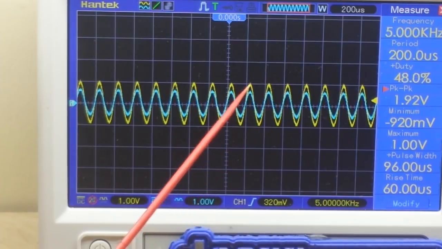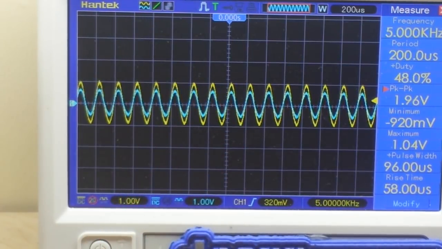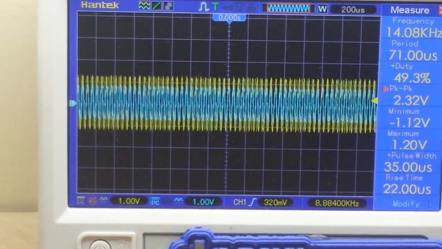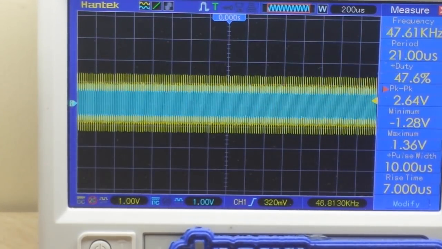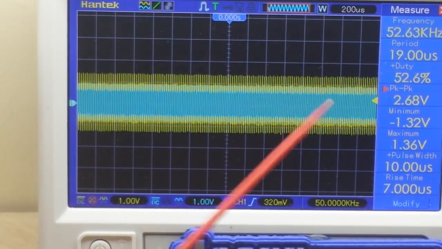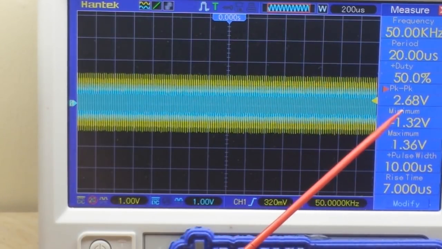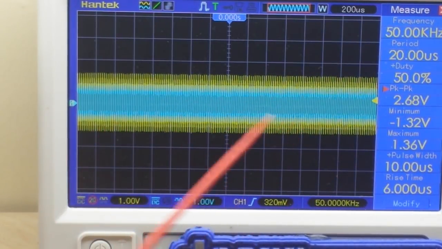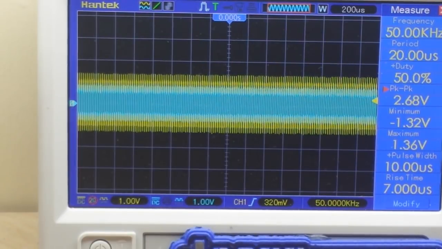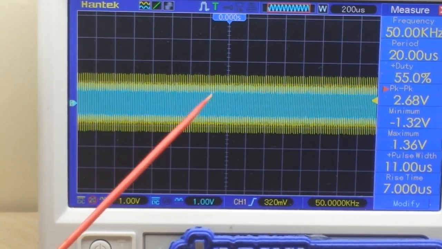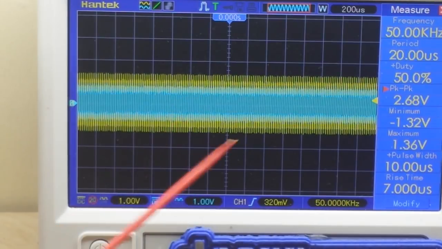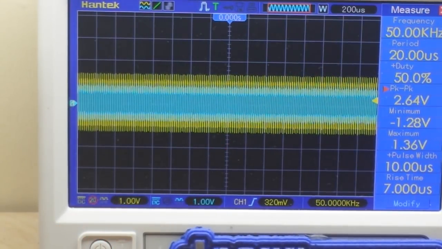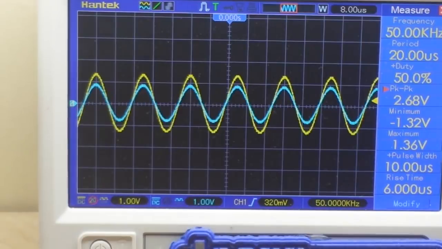So there is some definite amplification going on there. Let's take it up even higher. 50K. Now at 50K, we're seeing 2.6 volts. And you can see some sort of a traveling wave happening here. But remember, the blue is our input, the yellow is our output. And we can zoom in here and look at the waveform, so you can always see what's happening.